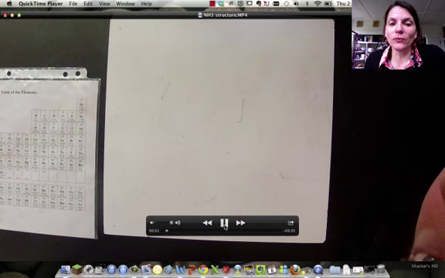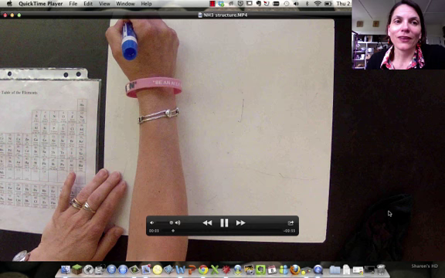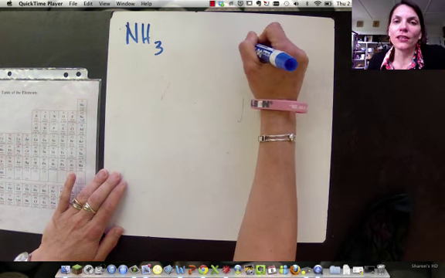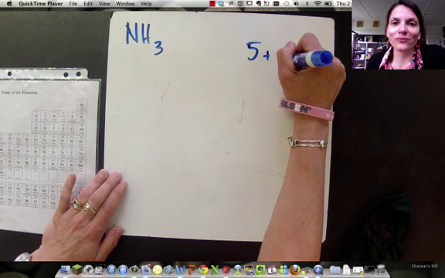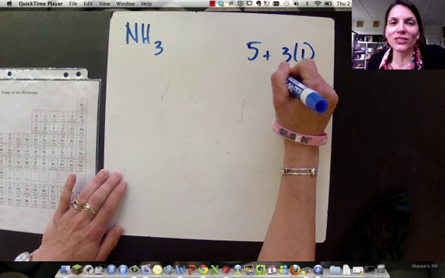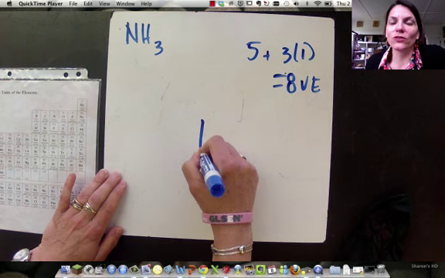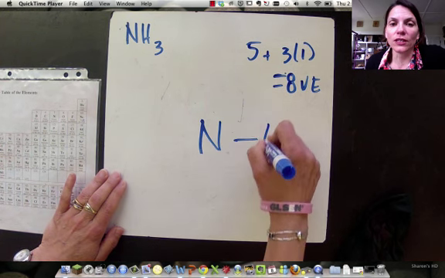One more example with single bonds. This is a classic. Ammonia, which is NH3. Nitrogen is in the middle. 5 valence electrons for nitrogen. 1 valence electron for each hydrogen. So for a total of 8 valence electrons.